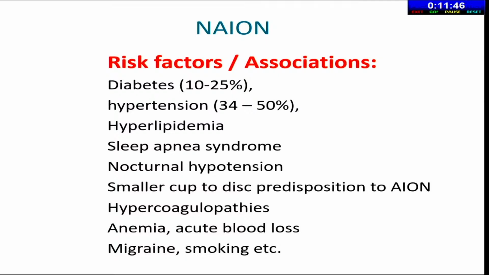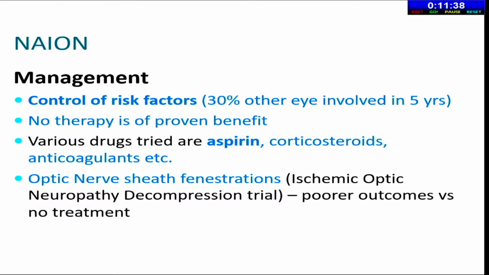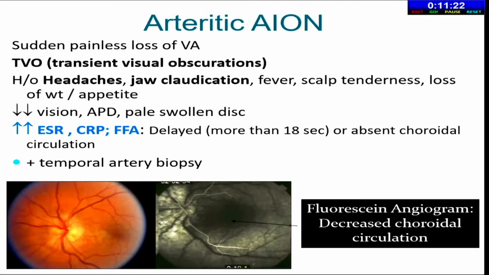Hypercoagulopathies, anemia, a history of acute blood loss, migraine, smoking. All these things need to be asked for, identified, and of course managed appropriately. As I said, other than that, there is no clear therapy of proven benefit. A lot of interventions have been tried. None of them have been found to be more effective than doing nothing but managing the risk factors. Arteritic ischemic optic neuropathy, on the other hand, is an emergency.